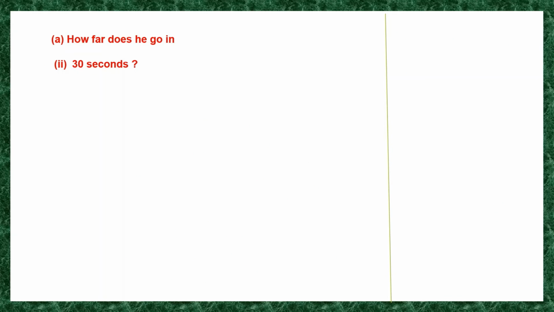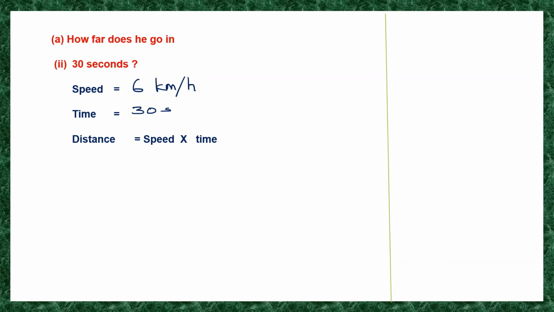Now the second part: how far does he go in 30 seconds? Here again, we have speed, which is already found out to be 6 kilometers per hour. Then time we have to find for 30 seconds. So the distance now is speed into time. The time is 30 seconds. We need to convert it to hours.